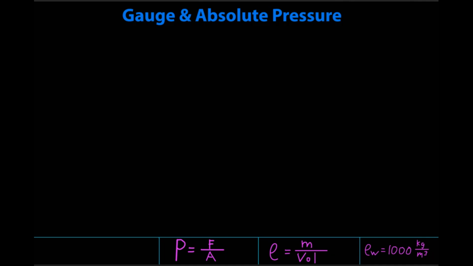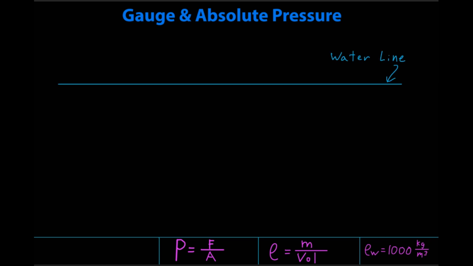Hello everyone, welcome back. In this video, we're going to talk about gauge and absolute pressure, how to find them, and what the difference is. Now, what we're talking about is pressure at depth. In other words, pressure under the surface of a liquid, which is typically going to be water, and that is what I'm going to mostly be using for this video.